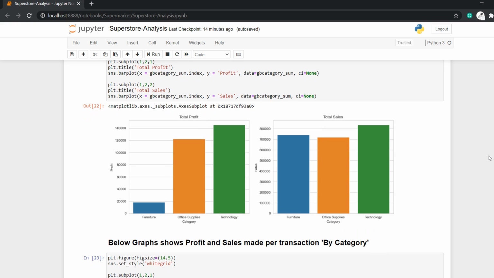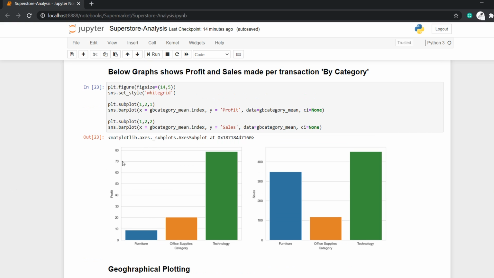Now, by looking at them, we can see that furniture makes the least profit out of all the three, whereas technology is leading out of all the three. If we see the total sales, furniture, office supplies, and technology are not far from each other, yet furniture makes the lowest profit out of the three.